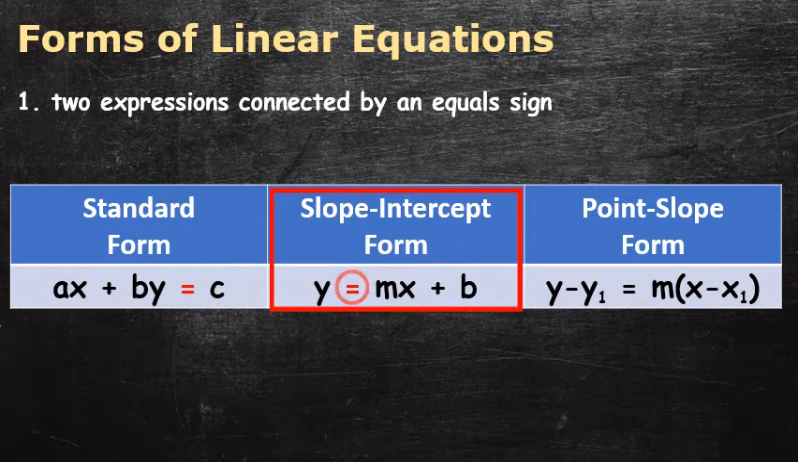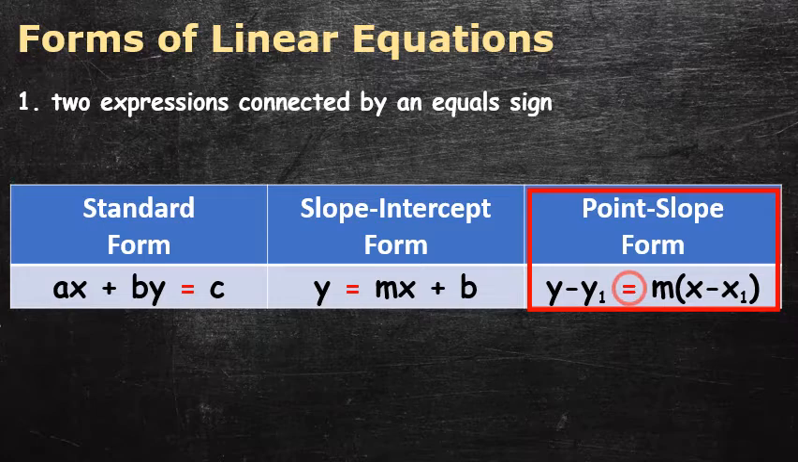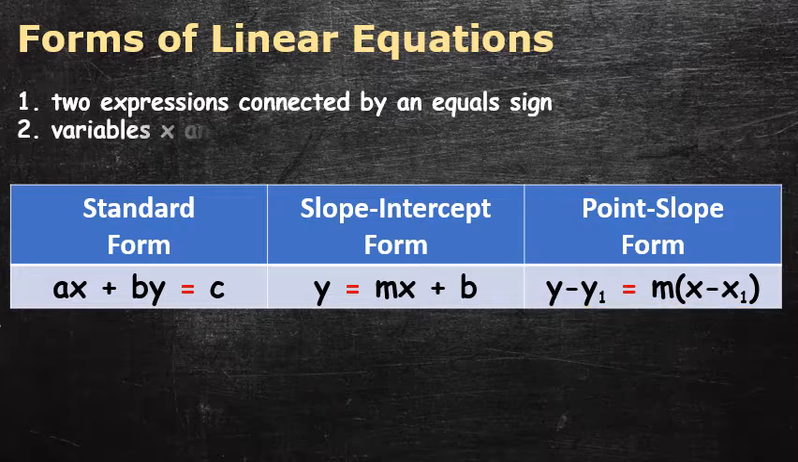Dito naman sa slope-intercept form, yung left-hand side of the equation is made up of a single term variable na y. On the right-hand side of the equation is mx plus b, two terms. Sa point-slope form, meron tayong simple expression na y minus y1 on the left-hand side of the equation. Yung nasa right-hand side natin is a complex expression which is m parenthesis x minus x1, close parenthesis.